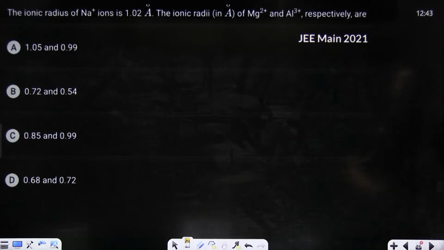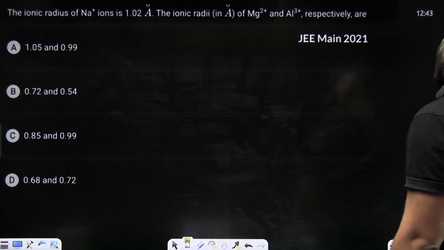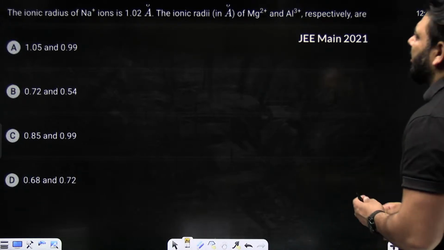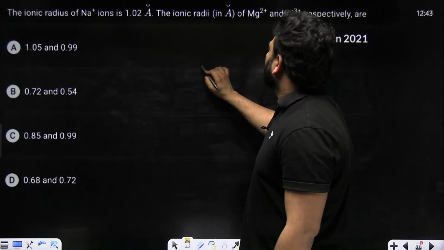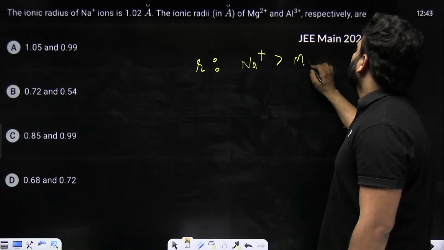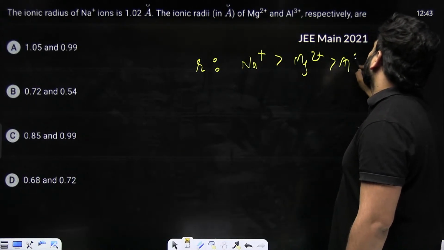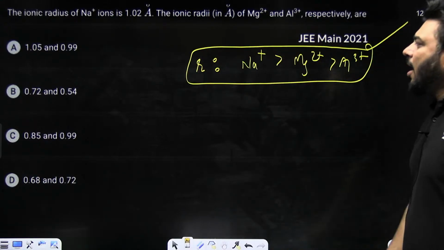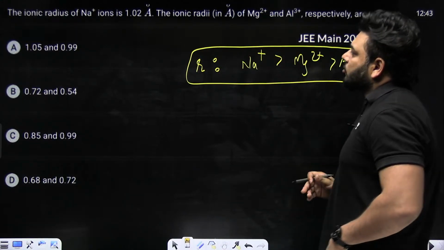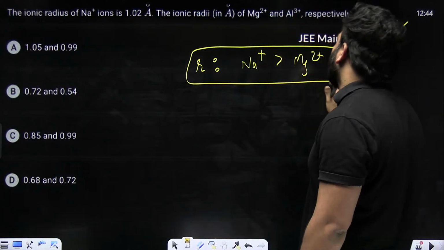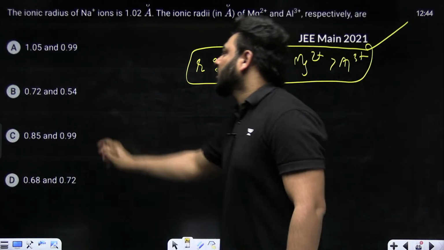Look at the next question, guys. So we have Na positive here. The size of these will be: Na positive will have the highest, followed by magnesium, followed by aluminum, because the same number of electrons is there, and radius will be inversely proportional to the atomic number Z. So the correct order should be what? Magnesium should have a higher radius than aluminum. So I think B is correct.